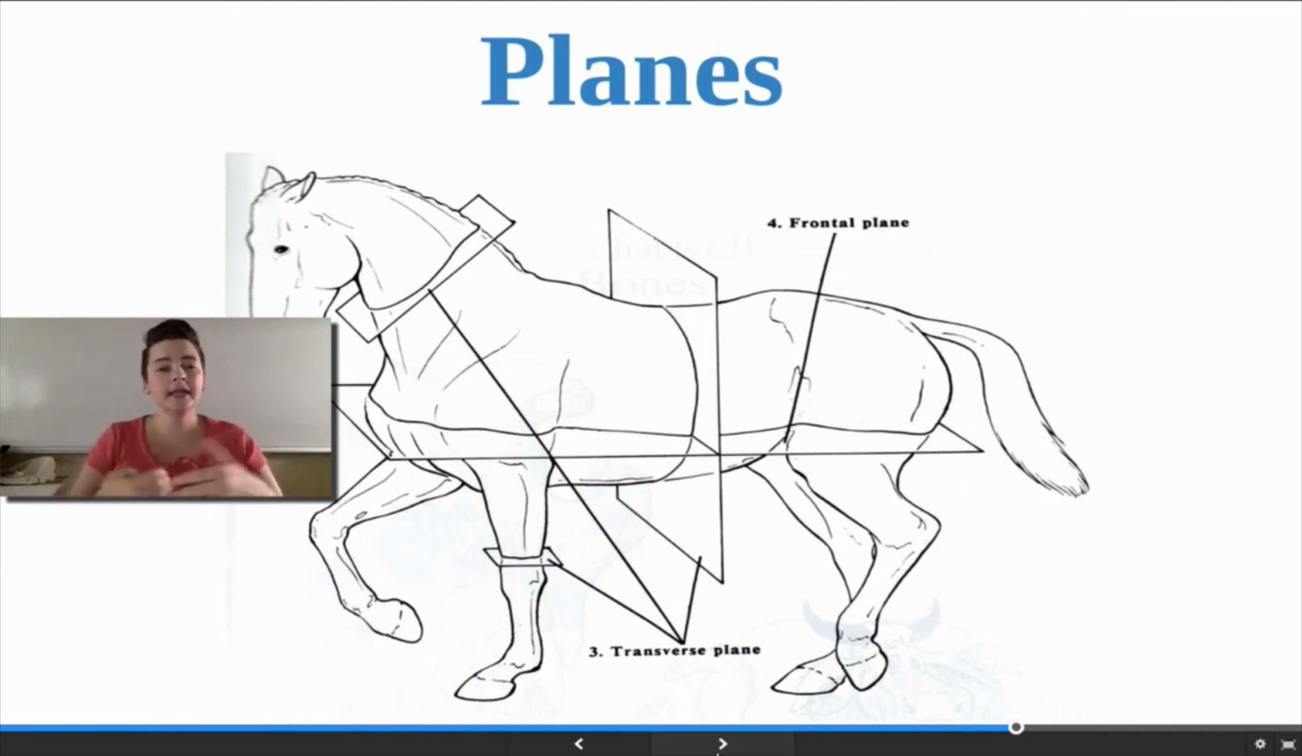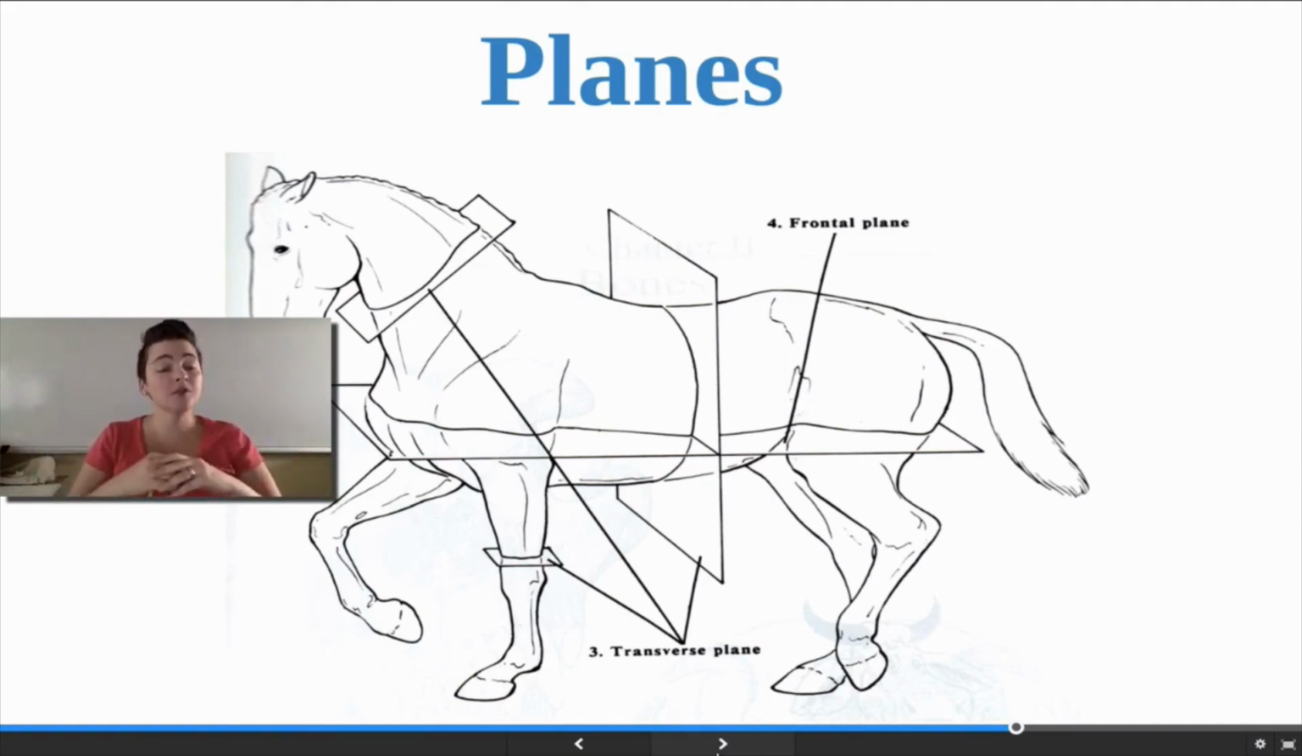We can look at planes of the body. So this is basically where we make a cut. When you're doing things like X-ray or MRI, knowing the plane it's cut on is very important because you need to know how that picture is being taken, what kind of slice is being made. Here we have 2 different ones.